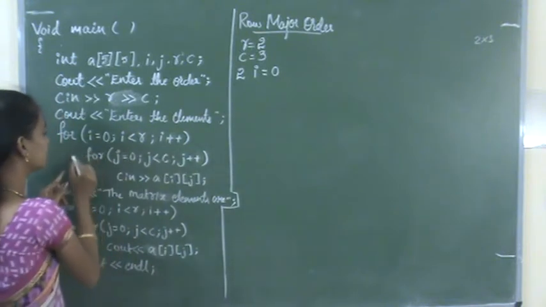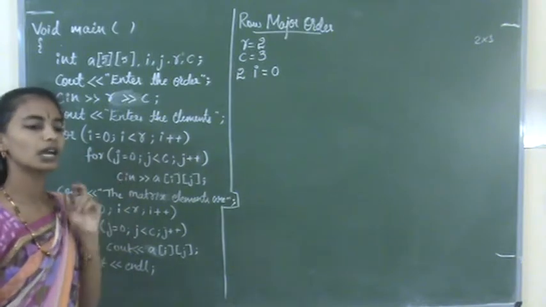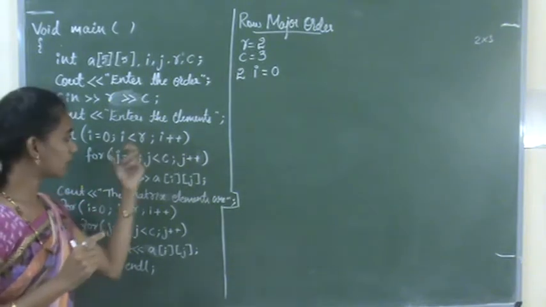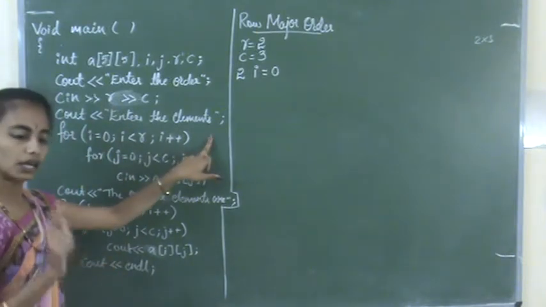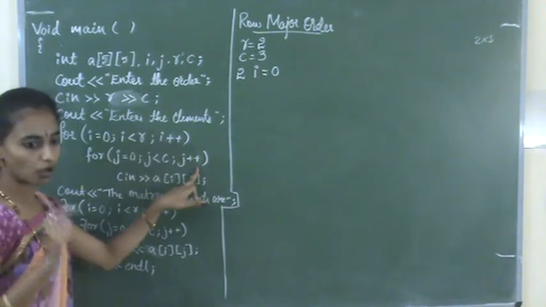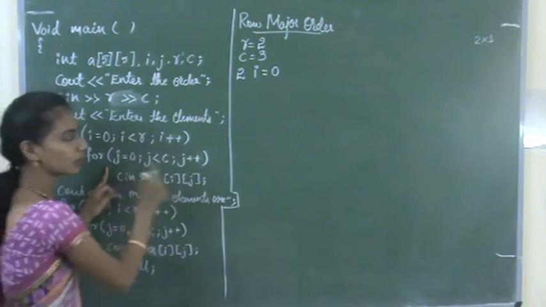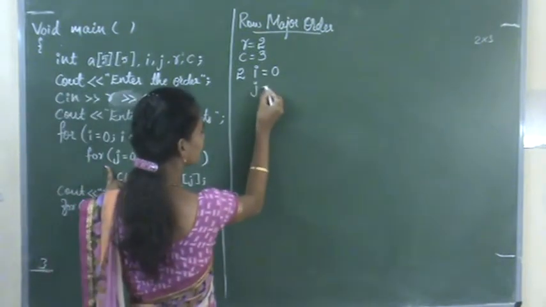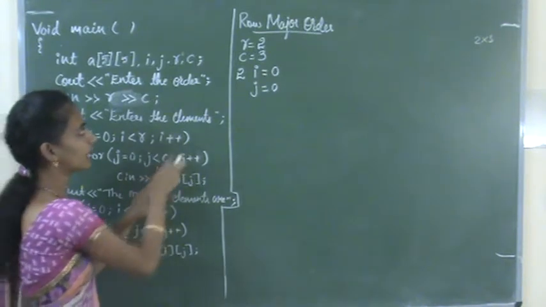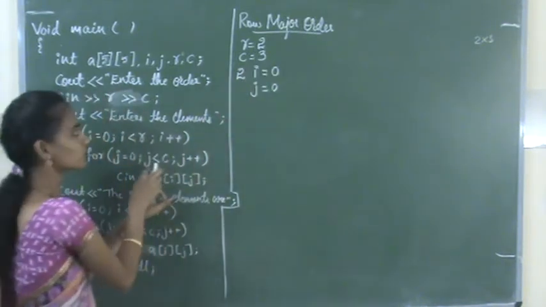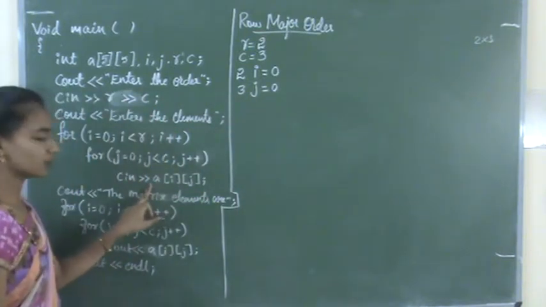Now it will enter the inner for loop, right? We are using two for loops to read the elements in a two-dimensional array. One loop is for row, another loop is for column, right? So now I entered into another for loop, J value equals 0, right? I need to check the condition. What is the C value? C value is 3. So 0 is less than 3, true, right? So now I entered into the for loop.